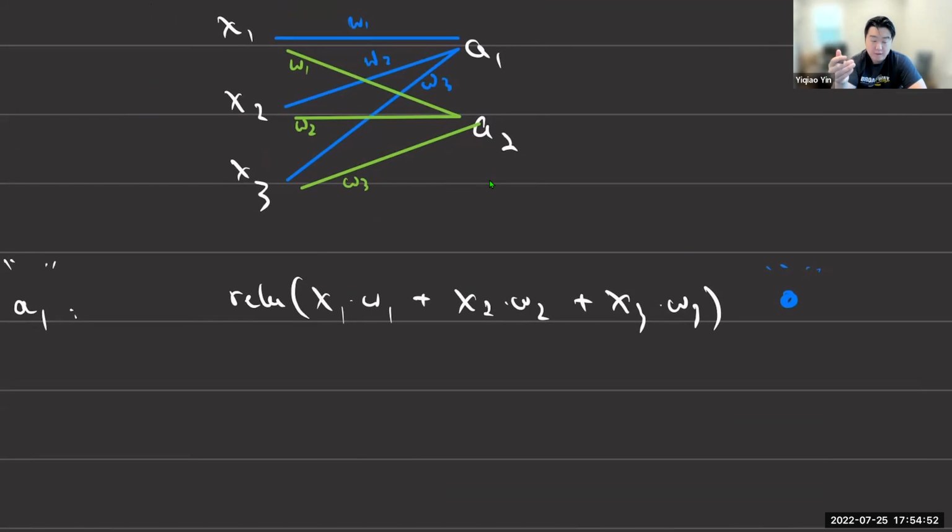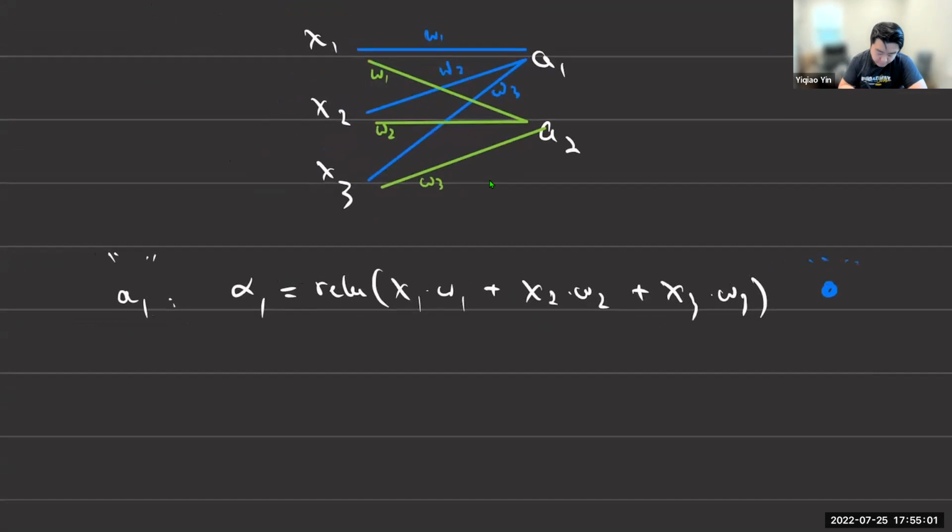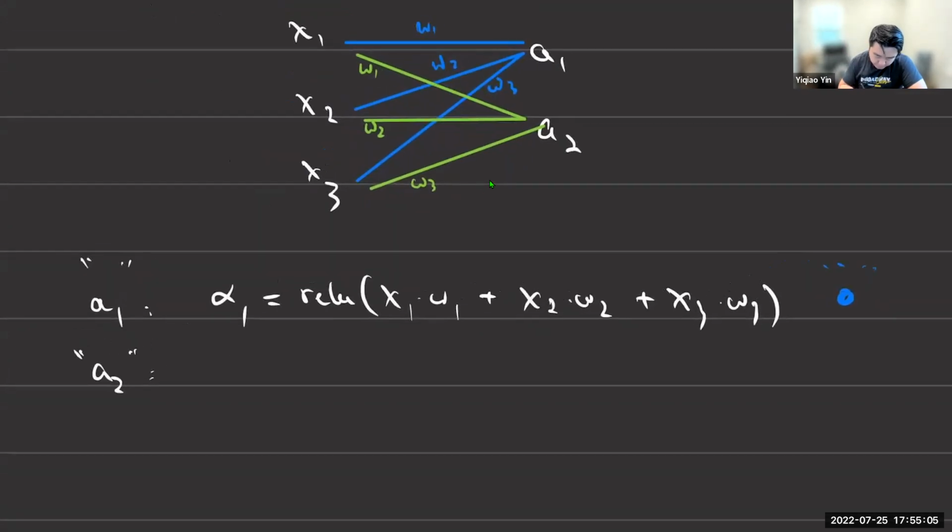So it's going to give you something. Let's call it alpha 1, okay? So this is going to give you alpha 1, and that's A1, right? Now you work out A2. A2 is the exact same thing, and I'm just going to save some time because there's no point repeating this. X1 W1 plus X2 W2 plus X3 W3.